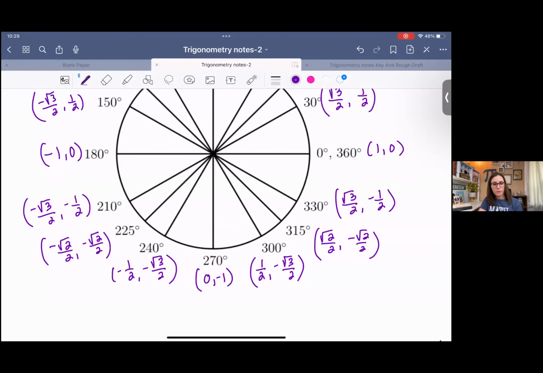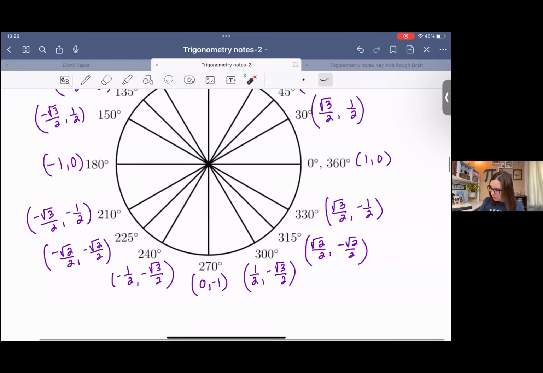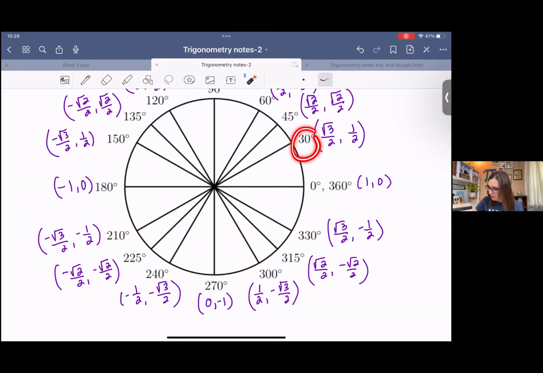So for quadrants 3 and 4, for 3, sorry, let me back up. For 3, both are negative because x is negative and y is negative. And then for quadrant 4, x is positive, but y is negative. Same values. 30 and 330 are reference angles, 45 and 315 are reference angles, and 60 and 300 are reference angles. If you're not sure, just think about the x and y coordinate logically. For 330, we're going over root 3 over 2, down a half, and so on. So that is the unit circle. You just created the unit circle.